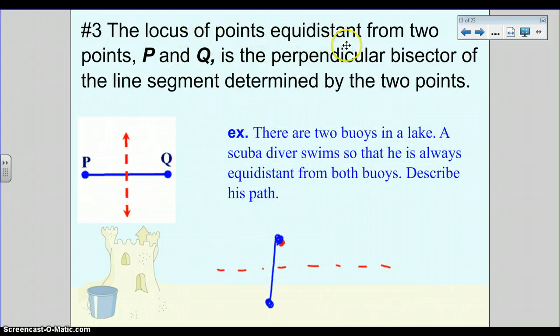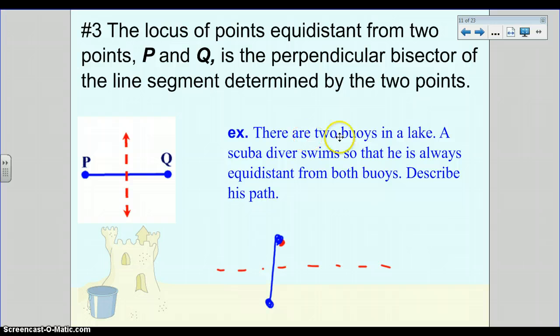The locus of points equidistant from 2 points, P and Q, is the perpendicular bisector of the line segment determined by the 2 points. So this is where use of our compass comes in, because if we're given 2 points, we draw a line connecting them and construct the perpendicular bisector of that line.